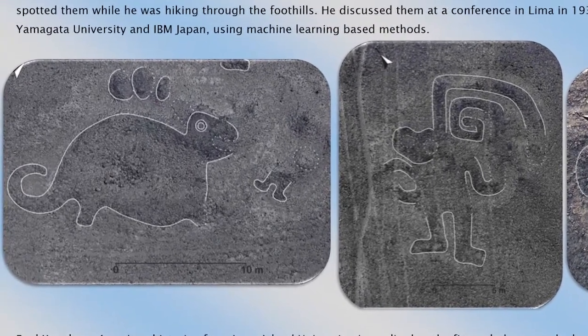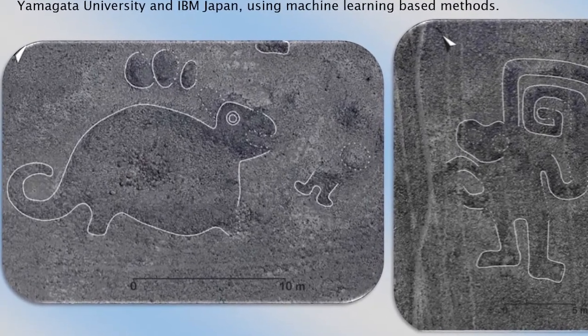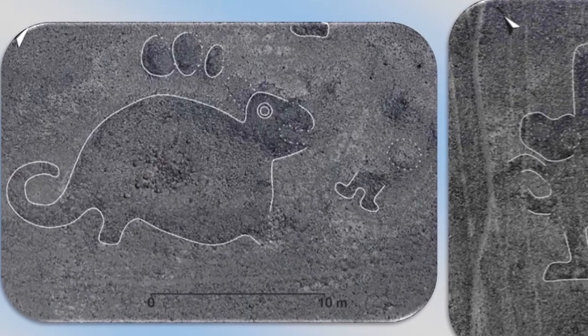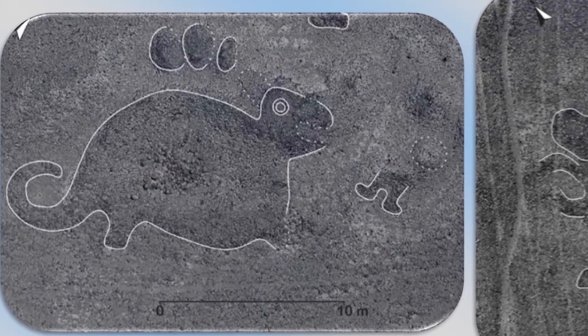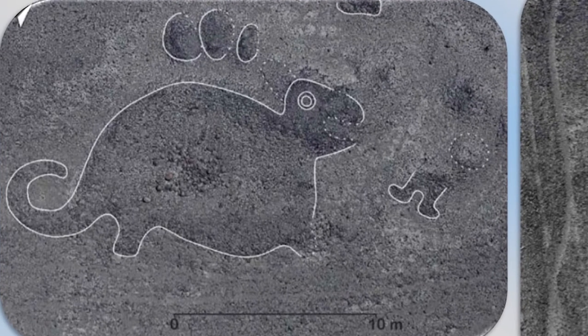Scholars differ in interpreting the purpose of the designs, but in general, they ascribe religious significance to them. They were designated as a UNESCO World Heritage Site in 1994. The first published mention of the Nazca Lines was by Pedro Cieza de León in his book of 1553, and he mistook them for trail markers.